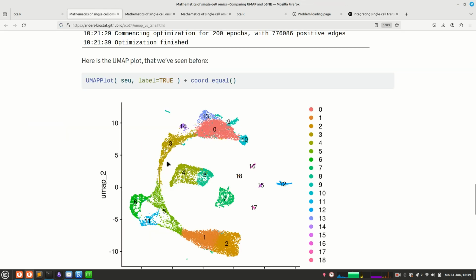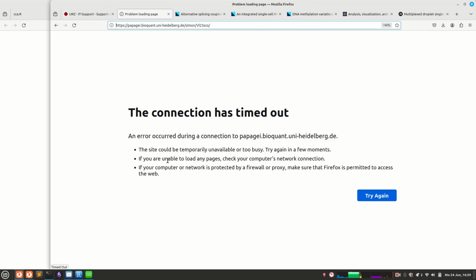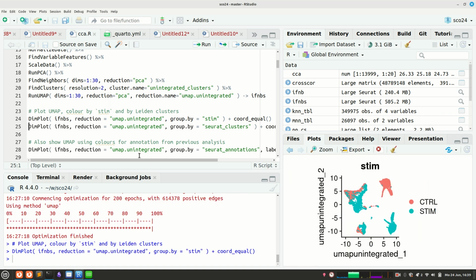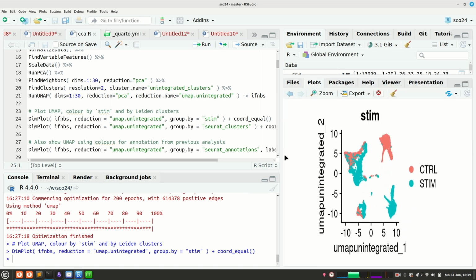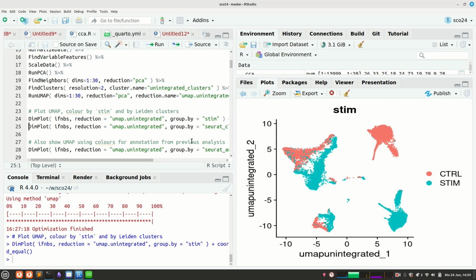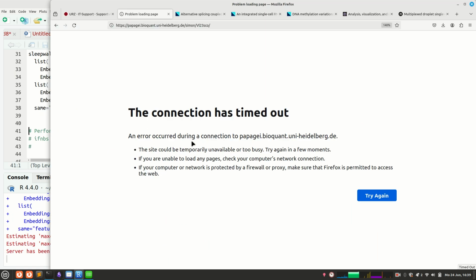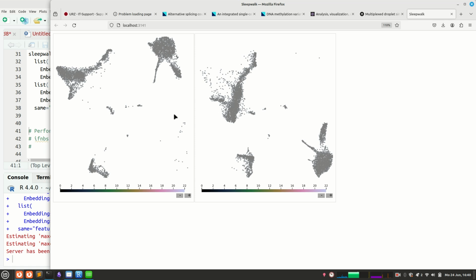So first, what does it do? Remember, so far we still have our not properly integrated data, which we are not happy with. I can also use sleepwalk. Remember, that was the little tool that we did to show you which cells are how closely related.